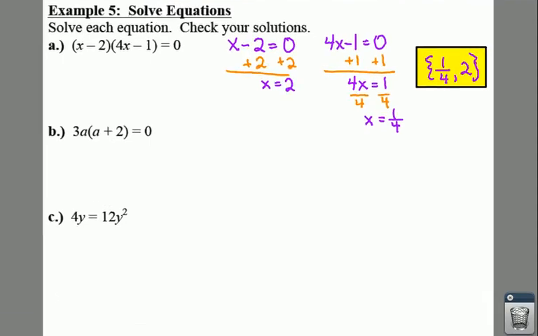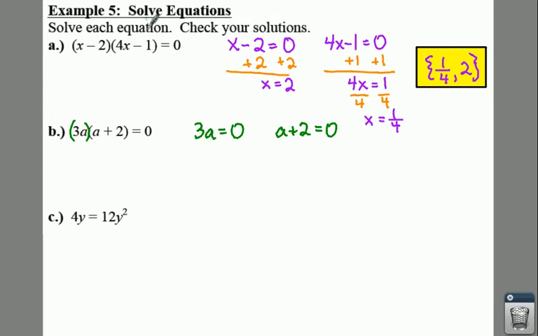So let's see if we can solve B. B only has one set of parentheses. Well, 3a is not inside parentheses, but you could write it in parentheses. You could say this is really 3a times a plus 2. So we're going to set 3a equal to 0, and we're also going to set a plus 2 equal to 0. You don't have to write 3a in parentheses. It just helps some people a little bit.